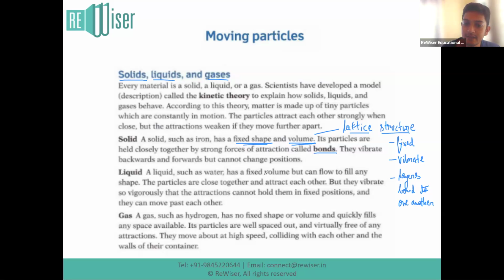Now, moving on to liquids. Liquids have a fixed volume, but not a fixed shape. The simple reason being, take the example of water, in which a weak van der Waals force acts as the bond for different layers. But the weak van der Waals force is so weak that the layers tend to slide over one another, thereby making a liquid have a fixed volume, but not a fixed shape.